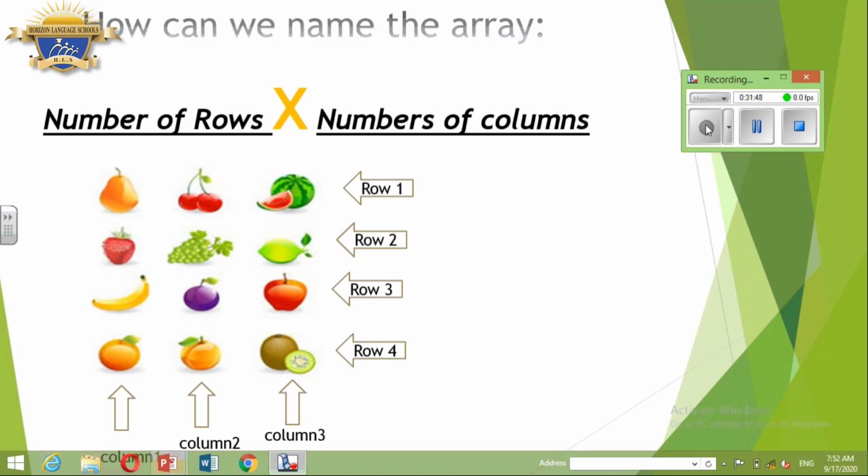We say row is horizontal, comes right and left. The column is vertical, it comes up and down. We can use an array to find the total number of objects that I have by using repeated addition. And we said when we say repeat, that means that we add the number more than one time. To name an array, the rule is number of rows by number of columns.